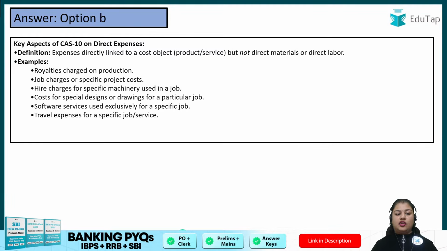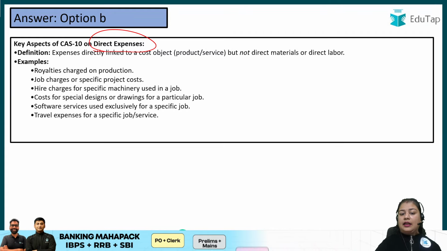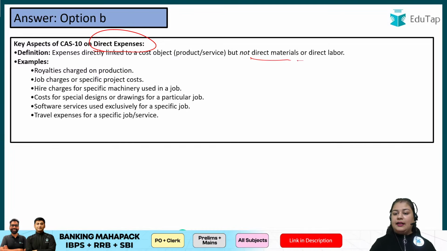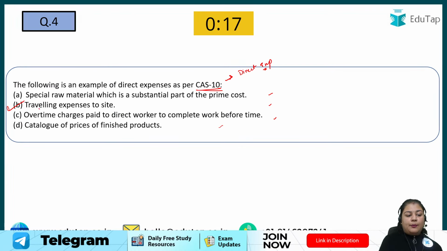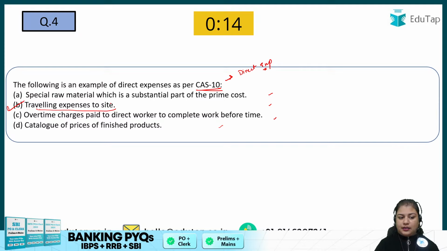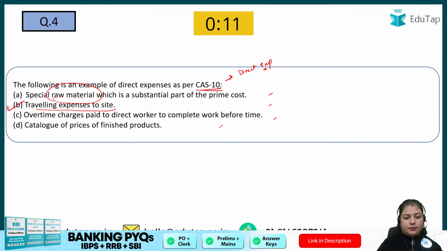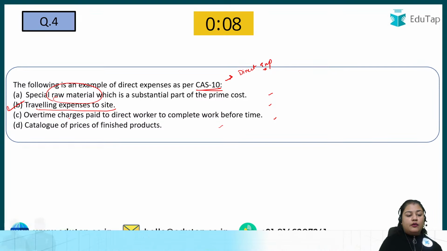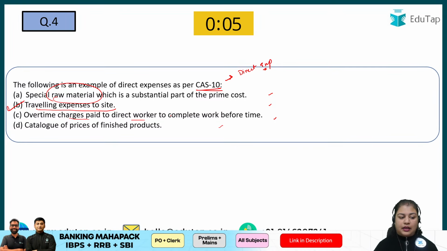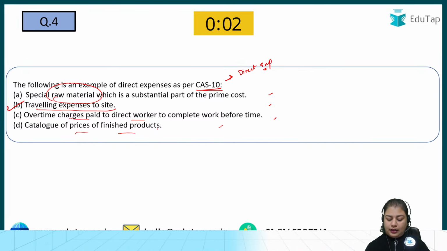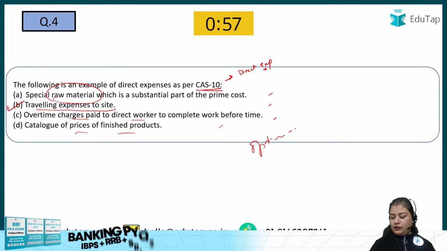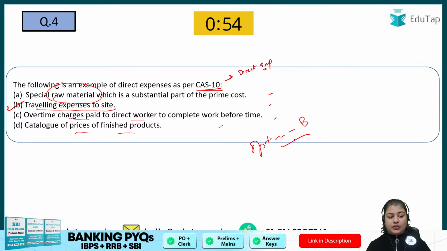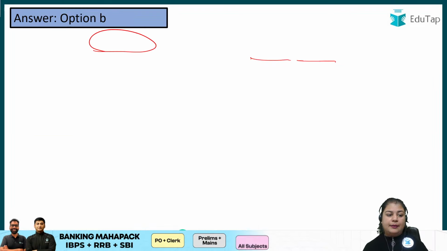Why? Because see, जो CAS 10 है ना, वो हमारे डायरेक्ट एक्सपेंसेस पे लिंक करता है, तो इसमें कोई भी डायरेक्ट मटेरियल, डायरेक्ट लेबर नहीं आएगा आपका. It will only be the direct expenses. So see in this question basically जब हम बात करें traveling expenses to site, this is a direct expense है ना. इसमें हम रॉ मटेरियल की बात करें तो रॉ मटेरियल इसमें नहीं आएगा, it is direct material है ना. Then overtime charges paid to direct workers, so basically ये लेबर में आ गया. कैटलॉग ऑफ प्राइजेस ऑफ फिनिश्ड प्रोडक्ट्स तो बिल्कुल ही इनडायरेक्ट है, तो ये तो बिल्कुल ही नहीं आएगा. That is B. The answer is option B. ठीक है, very good. So everybody was answering A, but देखो वो रॉ मटेरियल का है, हमें CAS 10 है डायरेक्ट एक्सपेंसेस से रिलेटेड. ठीक है, ओके.